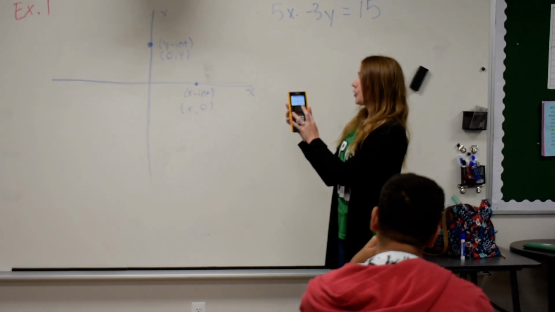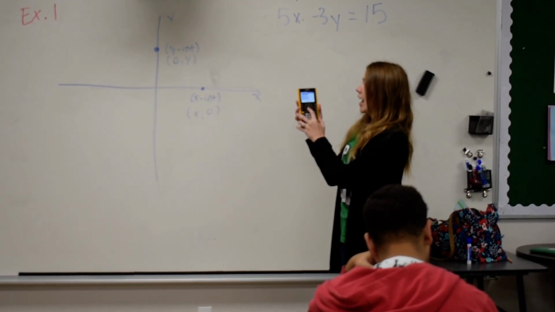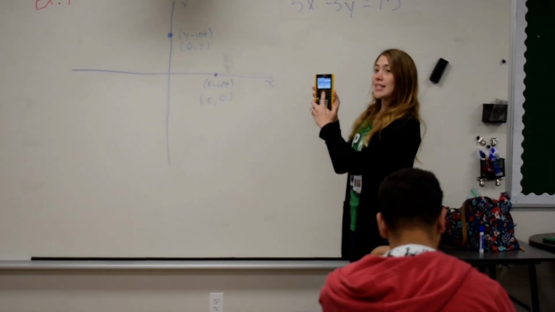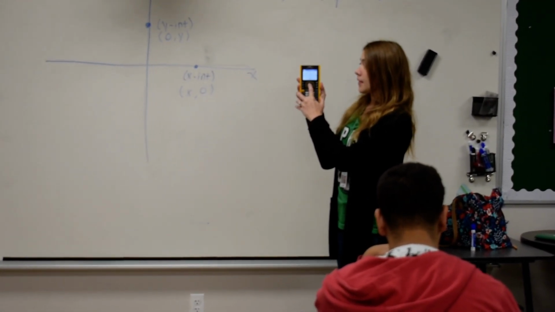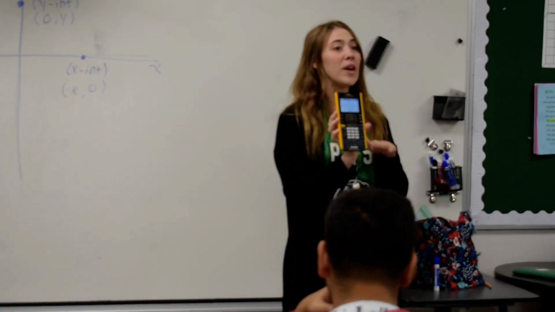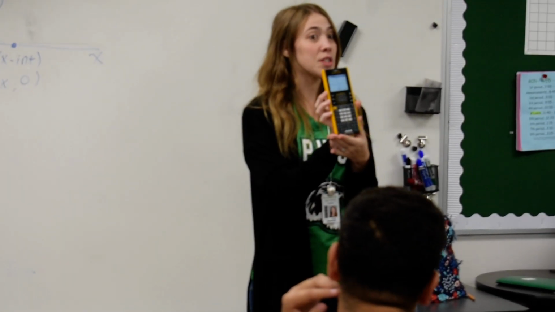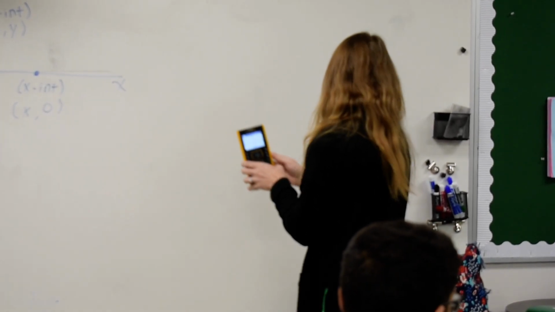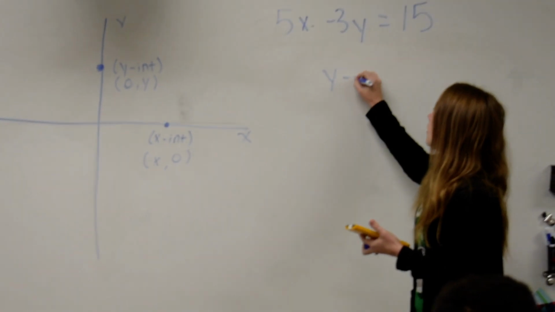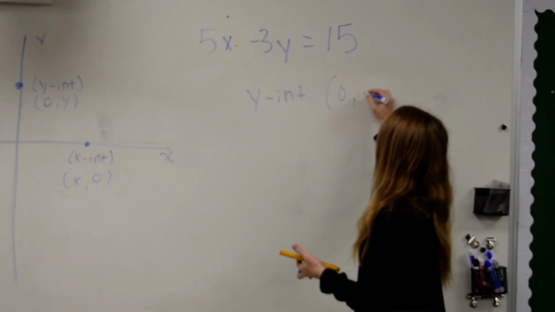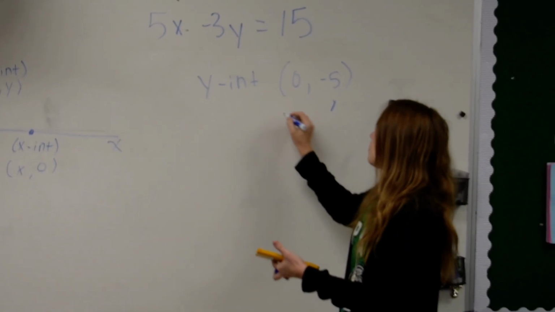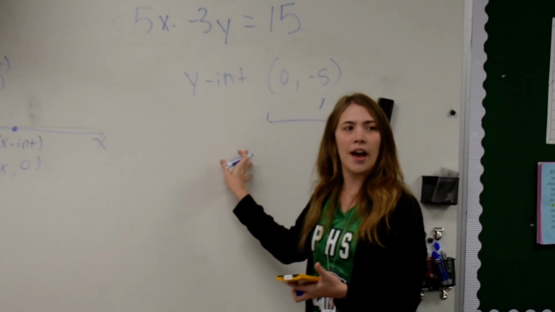So if you'll hit menu, and then you'll go down to trace, it's number 5. And then just hit graph traces 1. What that's going to do is, it's going to go ahead and start you always with your y-intercept. And in parentheses, you'll see the point. So for this one, it says 0, negative 5. So we know that our y-intercept is 0, negative 5. This is the whole point. The negative 5, you're right, is the y, but the whole point is 0, negative 5.